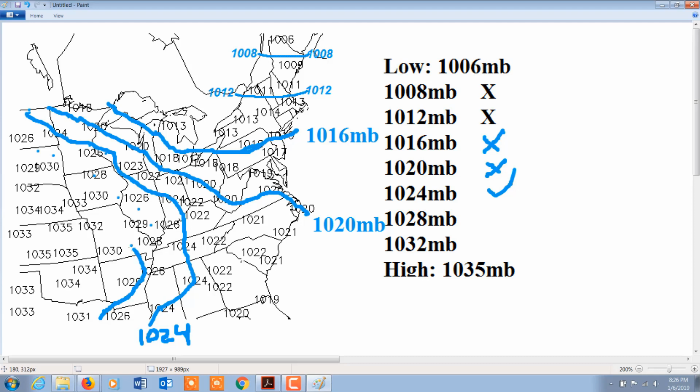Okay. So again, let's connect the dots. And there we go. 1028. Let me just double check just to make sure. So let's see, that was 1029, 1026. Let's see. Everything on one side is greater than 1028. Everything on the other side is less than 1028. Done.